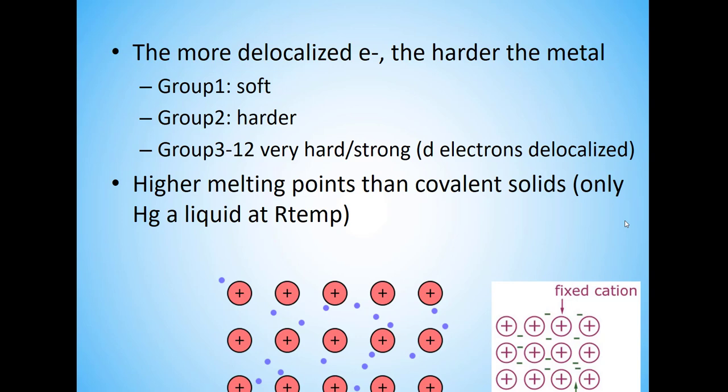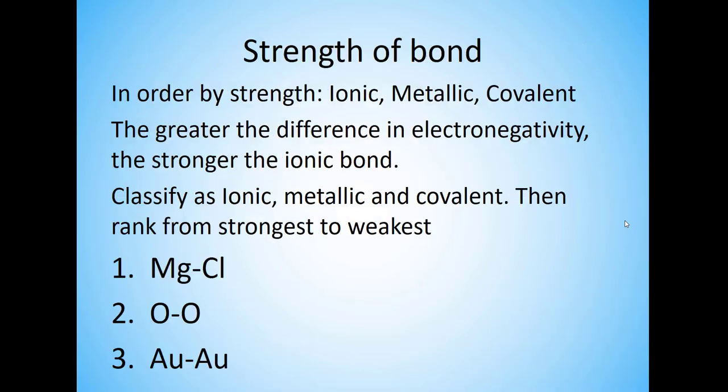Metals have higher melting points than covalent solids, but probably not as high as the ionic solids generally. Of course, there's always exceptions. How you can tell the hardness of the metal is by looking at the number of delocalized electrons. So those alloys that we were talking about before, if you have a metal that only has one or two delocalized electrons, to make it harder, you might want to add a transition metal that will have more than that, that will lend its hardness to the alloy.